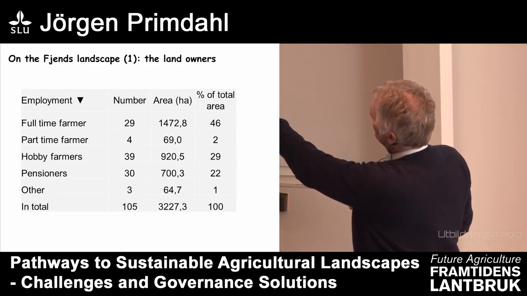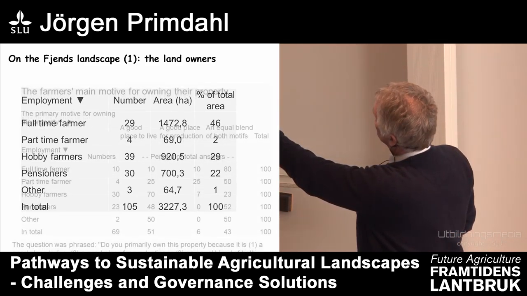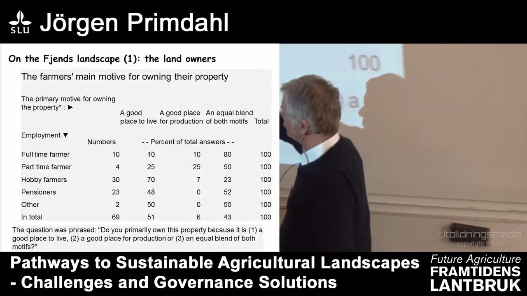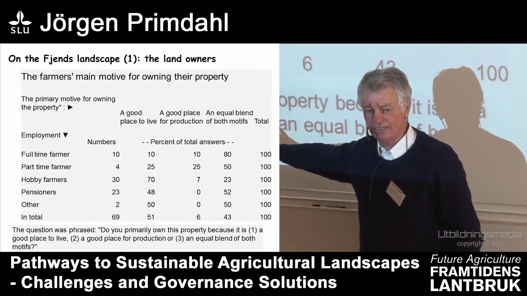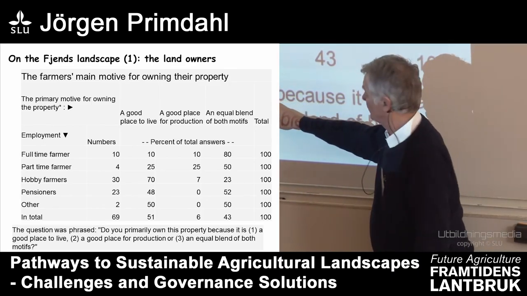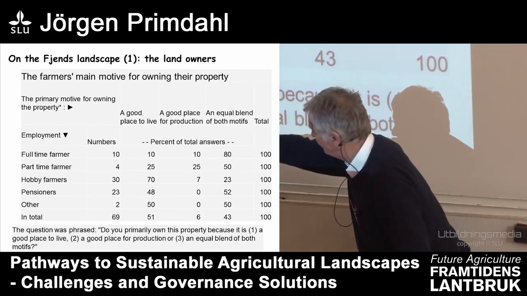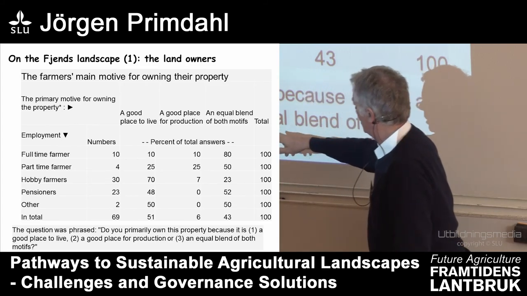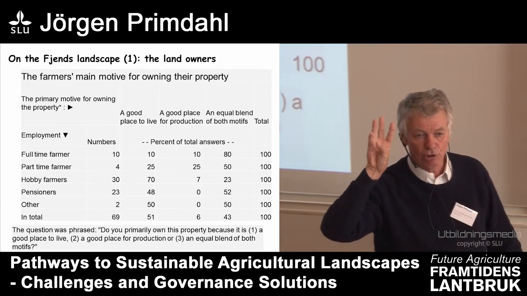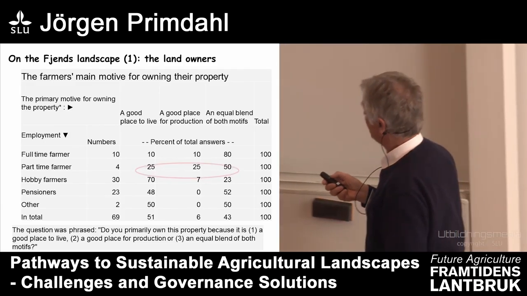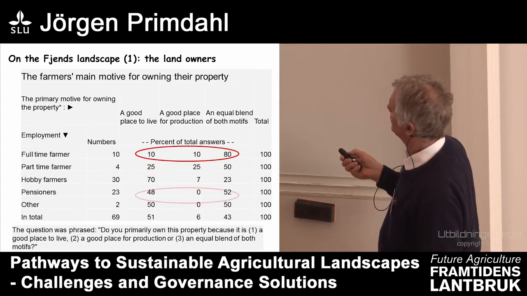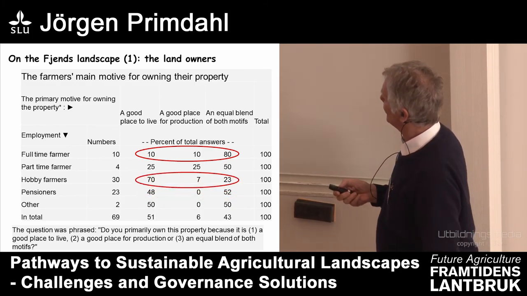Okay, I don't want to use more time on that. We asked a question to all, from a survey of all owners of land more than 5 hectares. We asked: do they primarily own this property, this farm, because it's a good place to live, a good place for production, or is it an equal blend of both motives? Only 3 choices, no overlaps. What did farmers say? Well, the full-time farmers, they said mainly combinations. The hobby farmers, mostly a great place to live.